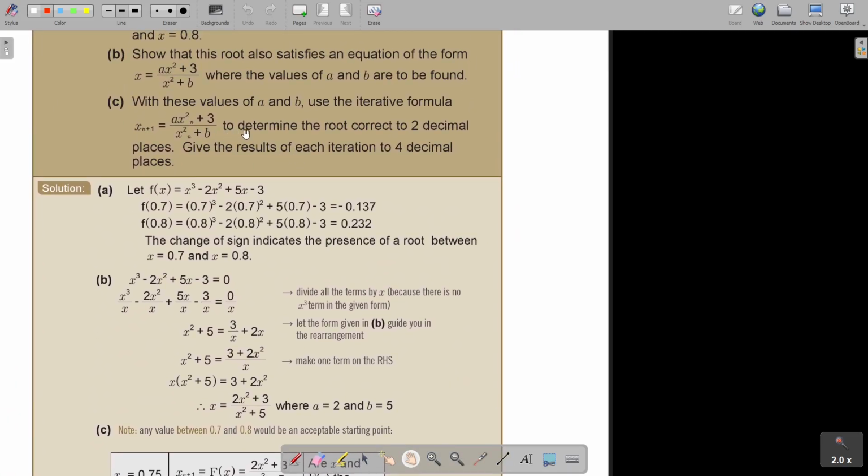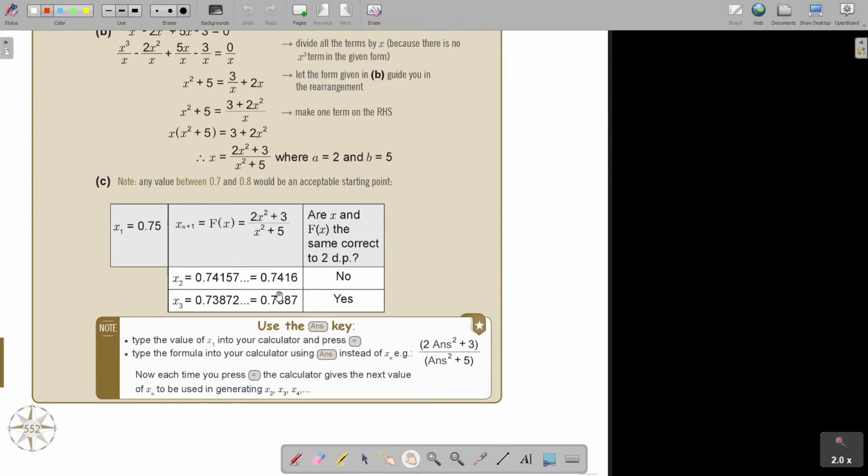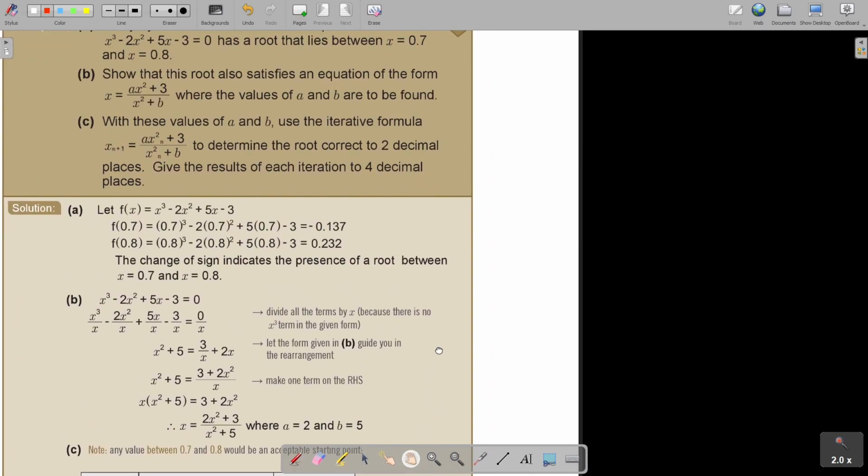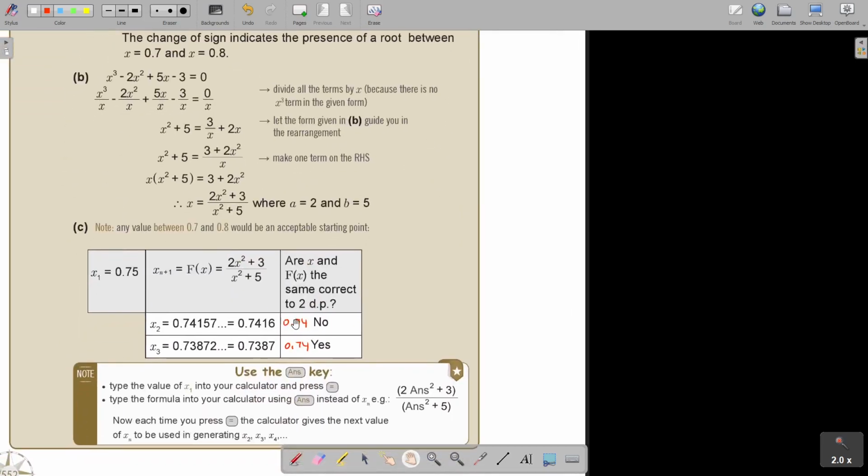So let's just see what the question was. Determine the root correct to 2 decimal places. So in this case, although I give 4, if I approximate to 2, this is 0.74, and as soon as I get the same answer, then that 0.74 is going to be the value that I'm looking for. So to 2 decimal places, it seems I didn't show the answer here. So therefore 0.74. You can just end by saying that. They just want that, and that was the root. And that was the whole story.